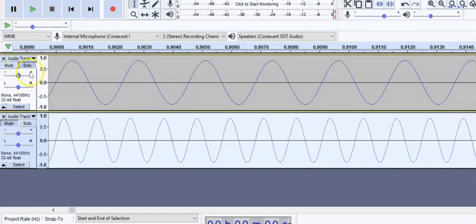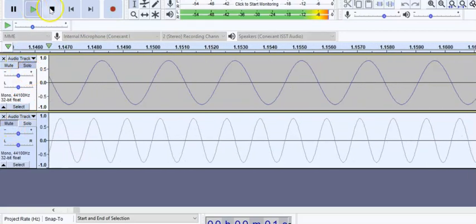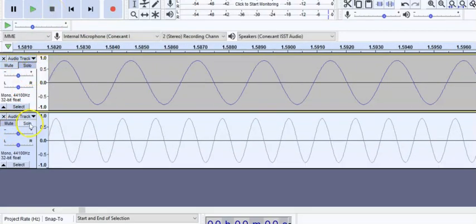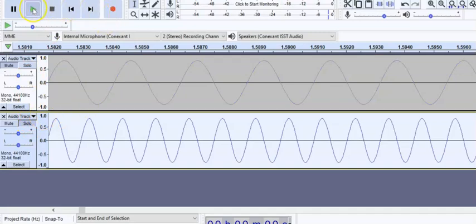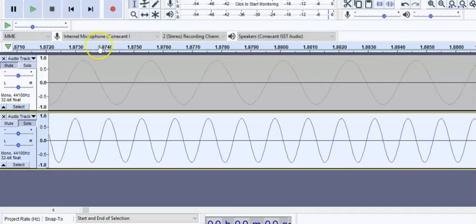But if I play them individually, see this top track, this 440, I'm going to solo it. So it mutes that track. There's that one that we heard. And I'm going to solo the 880. It's actually an octave higher.